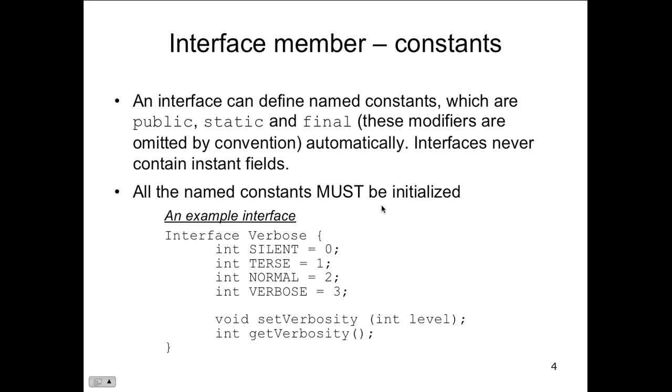All of the named constants must be initialized. Can you imagine why? If you've got a value that can't change and you declare an integer, and you have not assigned it a value, you're never going to be able to assign it a value. This is a final value, so you have to initialize it with a value. Otherwise, outside of this interface, you can't initialize it. It's like saying double pi, but never defining pi as 3.14, whatever it is.